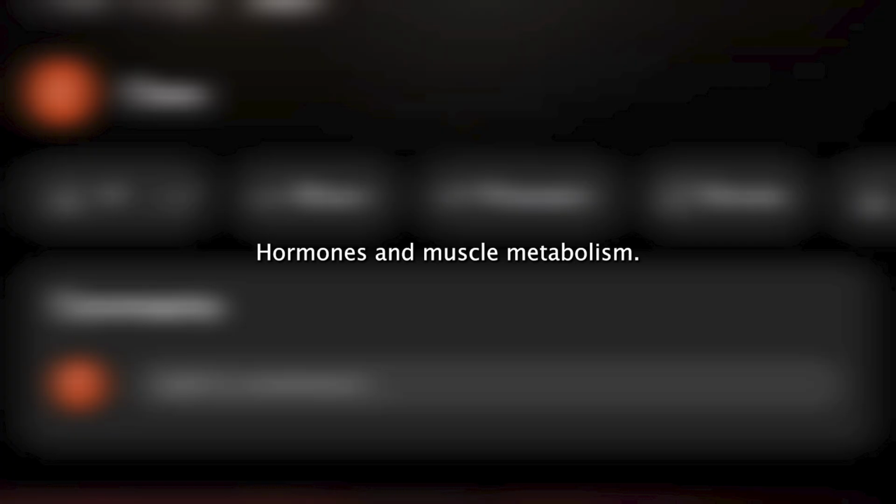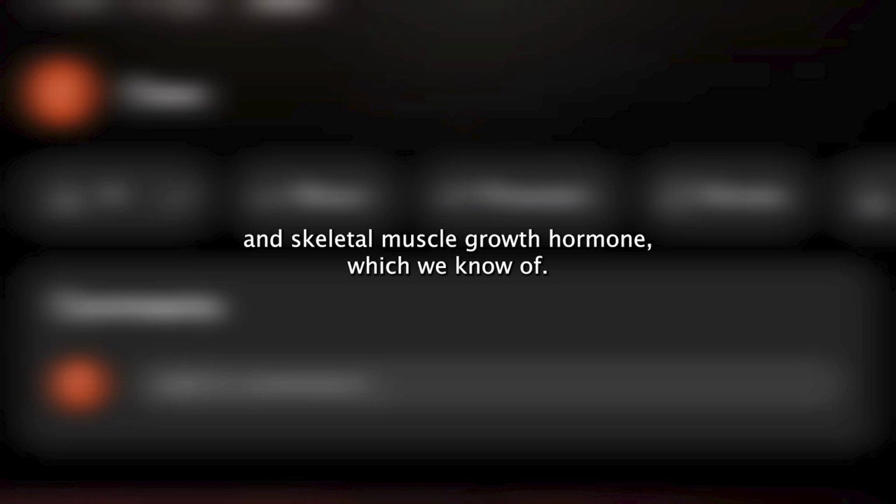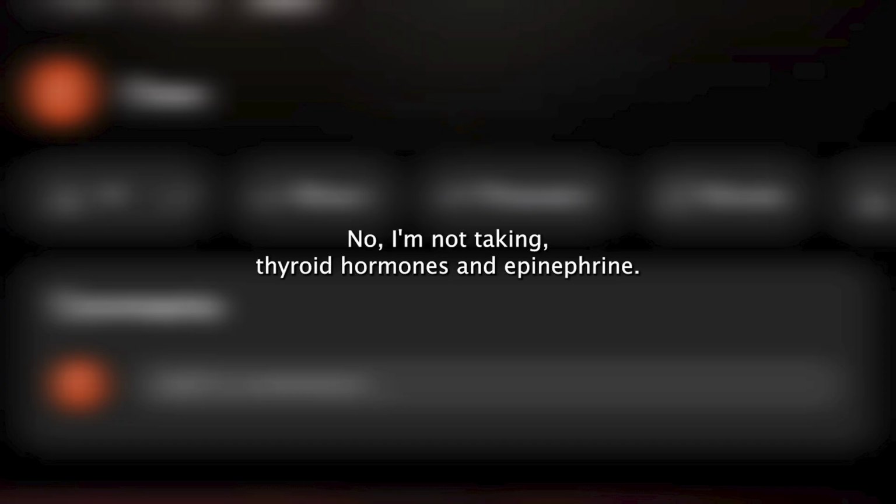Hormones and muscle metabolism. Several hormones increase metabolic activities in skeletal muscle. Growth hormone, which we know about. Testosterone, which I'm taking testosterone. No, I'm not taking testosterone. Thyroid hormones and epinephrine. What is epinephrine? What's another name for epinephrine?